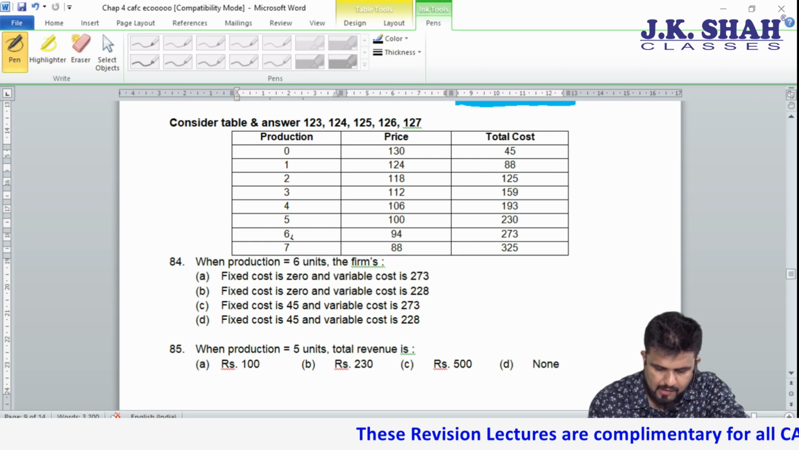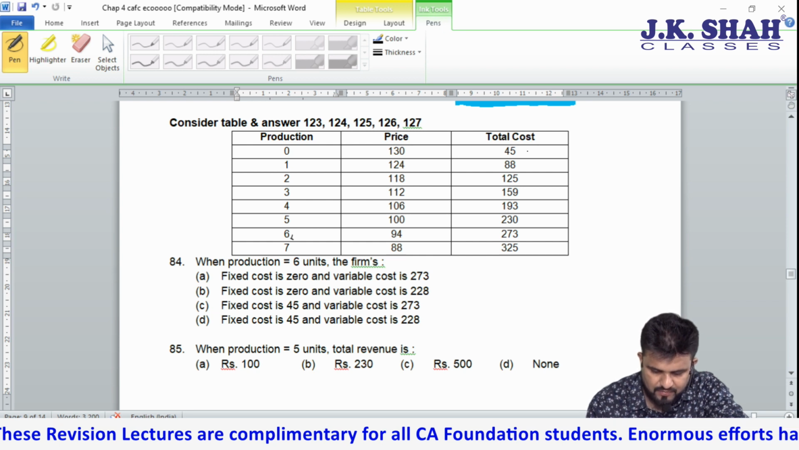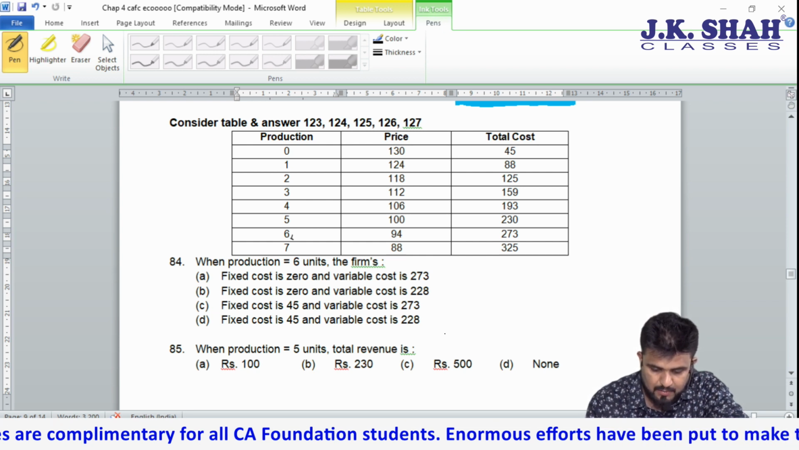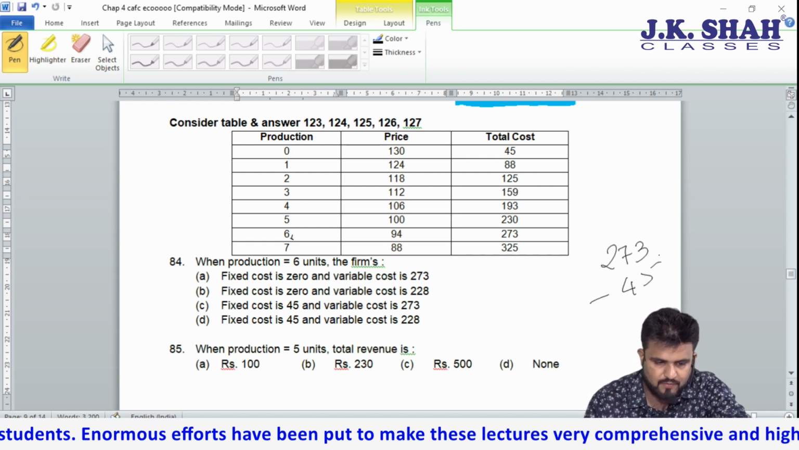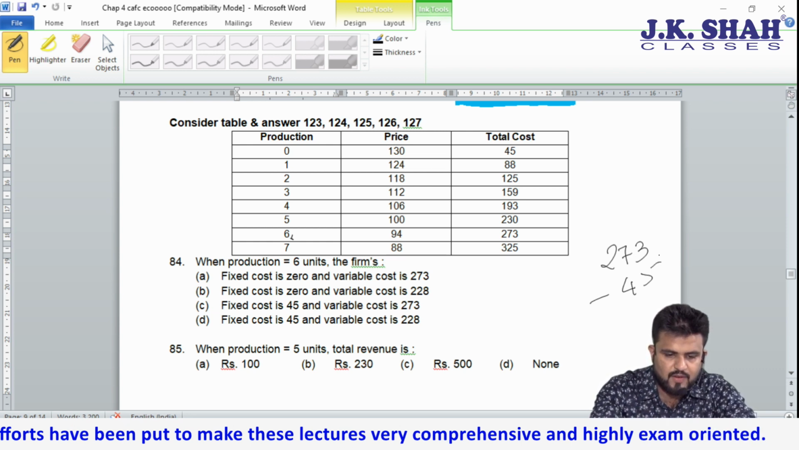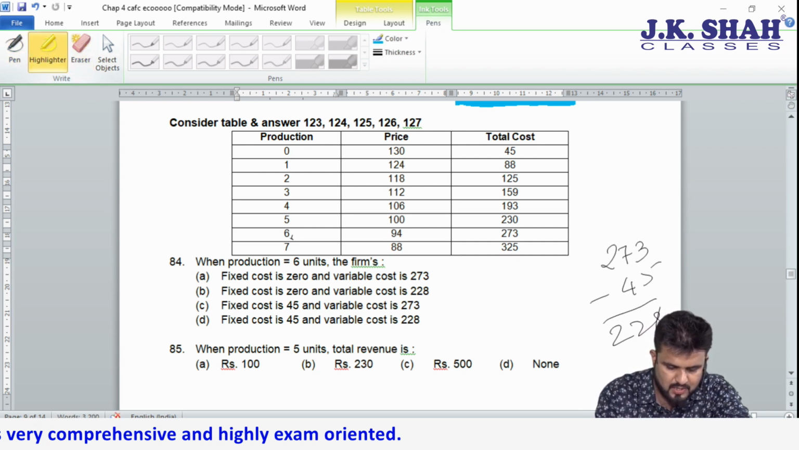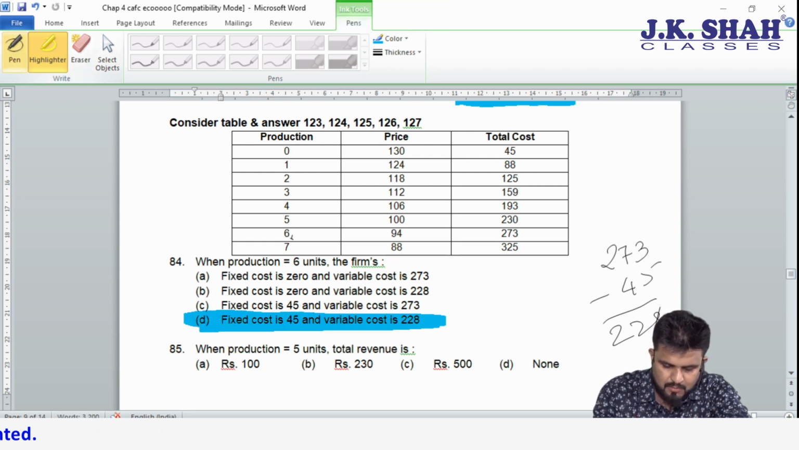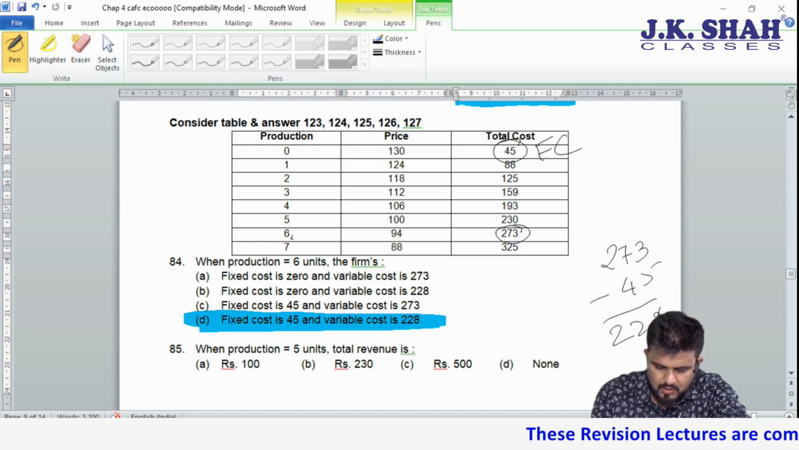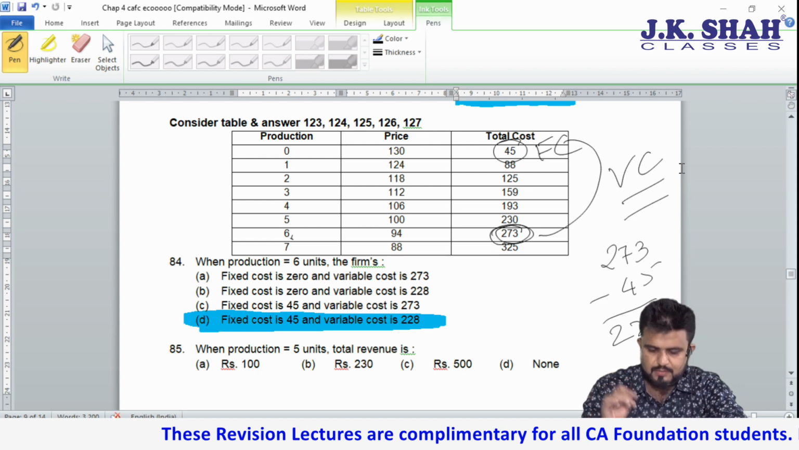So can I say at 6 unit fixed cost is 45 and variable cost is 228, because 273 minus 45 will get you 228. So the most appropriate answer after you see is your D, because any number opposite to 0 is your fixed cost. This is your total cost. So this minus this will give you variable cost.